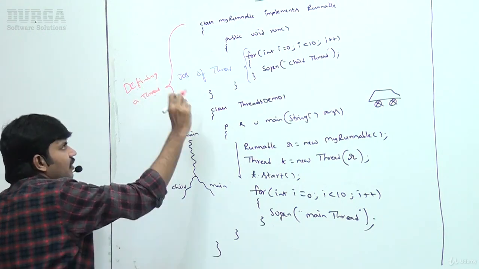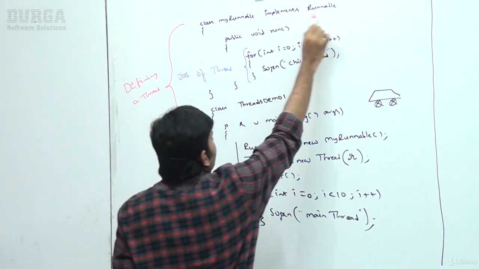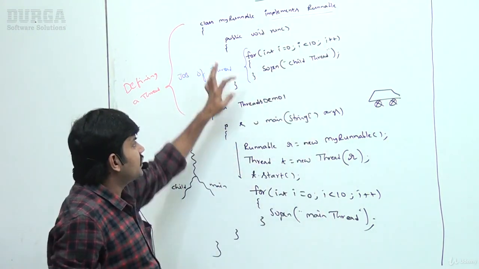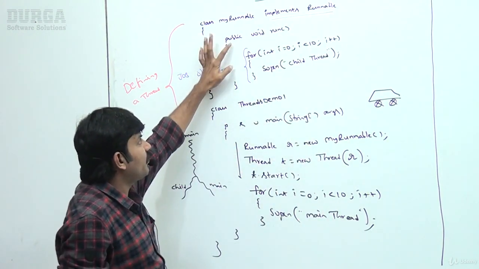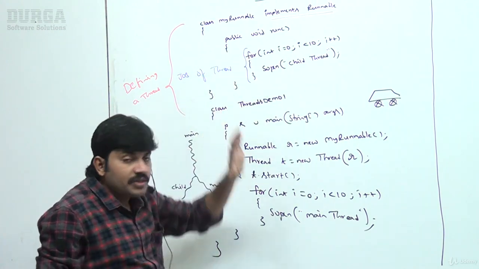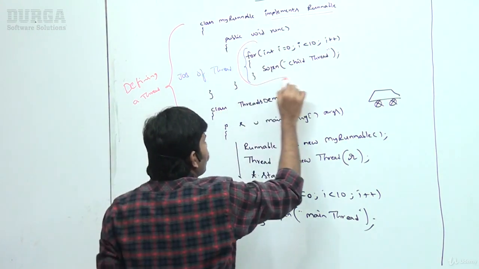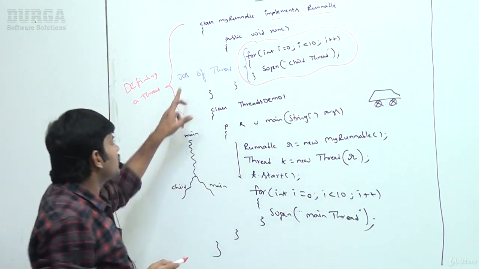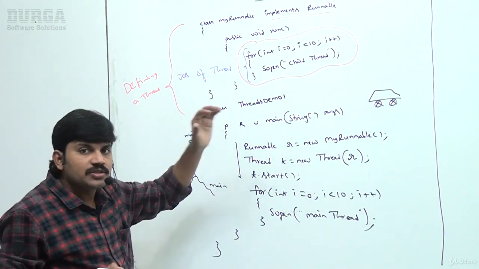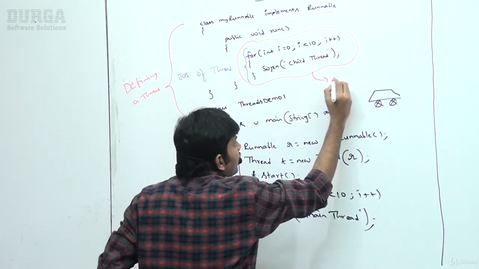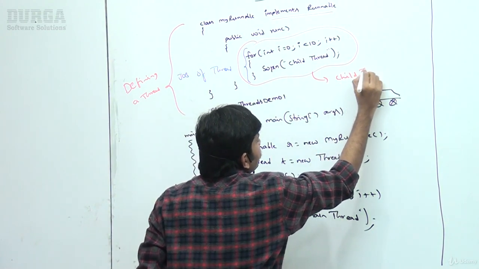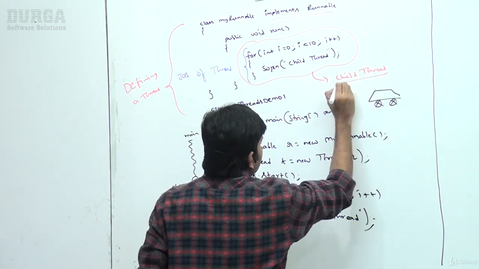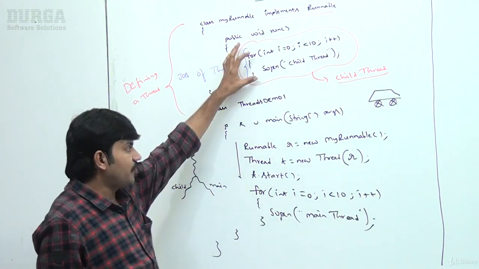Just write a class that implements Runnable, and after that provide the implementation of the run method. Within the run method, whatever code we are taking is called the job of the thread. This code is executed by the child thread. Which thread is responsible to execute this for loop? The child thread.